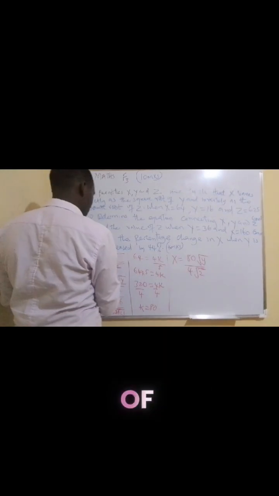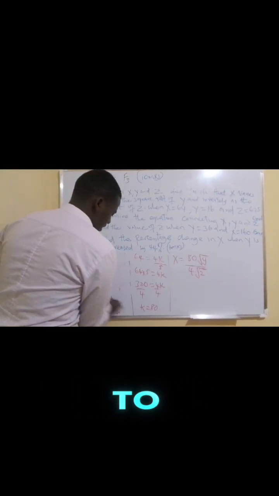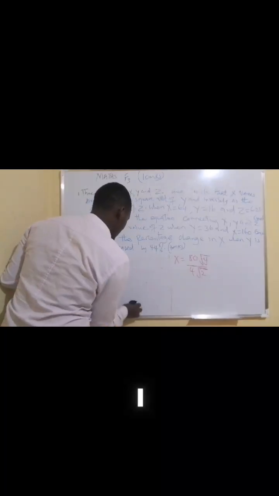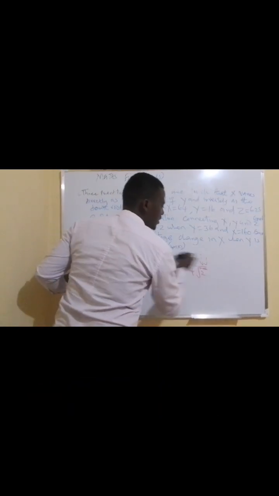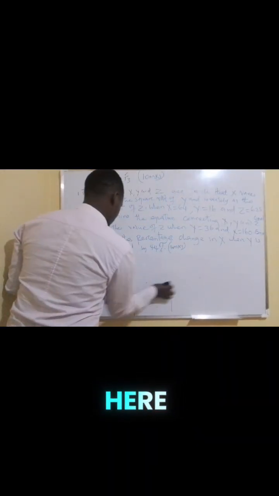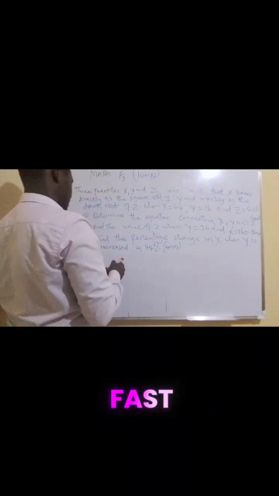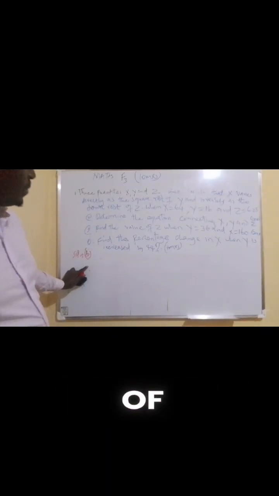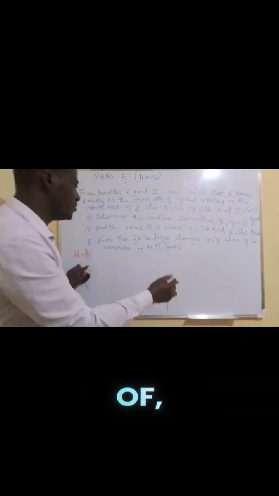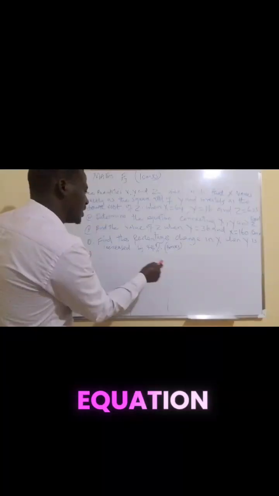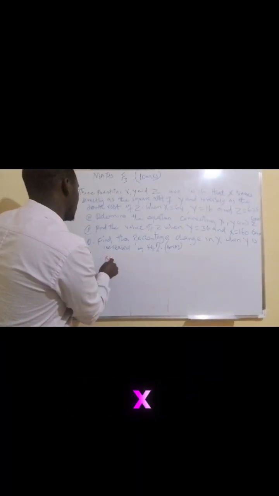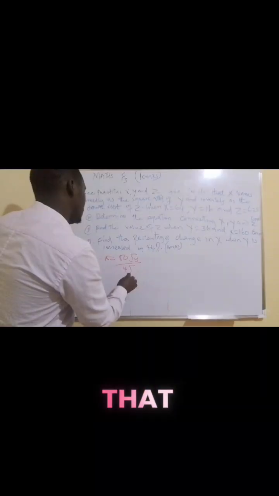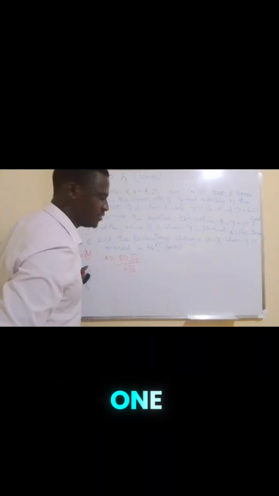Let's proceed to the solution of B now. Question B, I'm going to do it very fast. This is now B, not A. Solution of B, find the value of z. Don't forget you have the equation, our equation we got from A. I'm going to say x equals 8 square root of y over 4th root of z. This is very important because we will use it now.